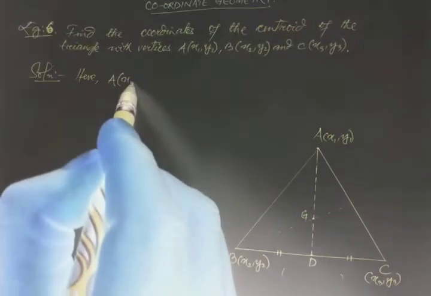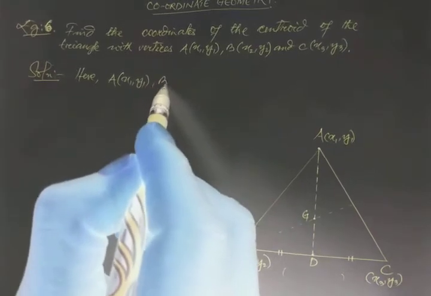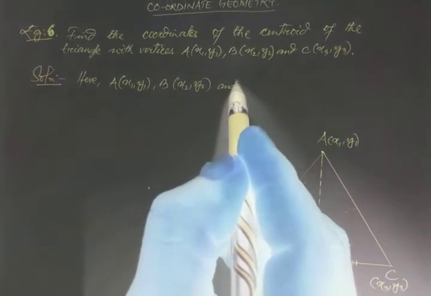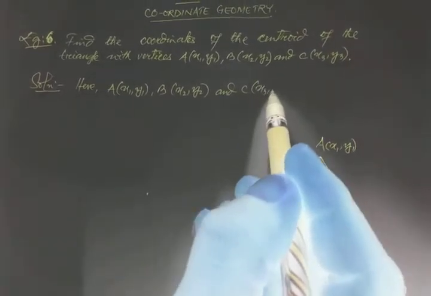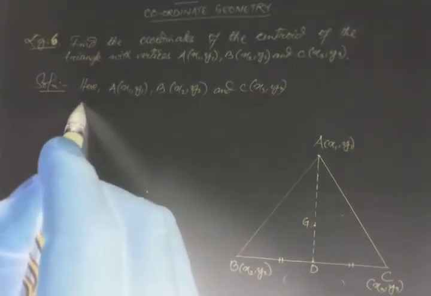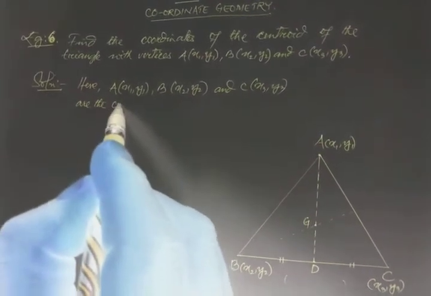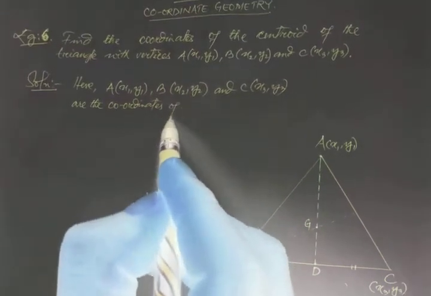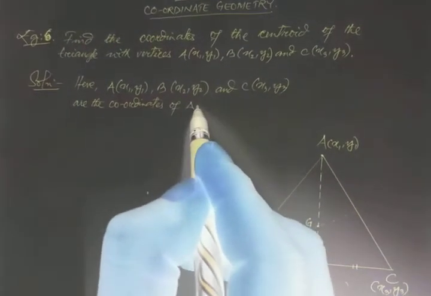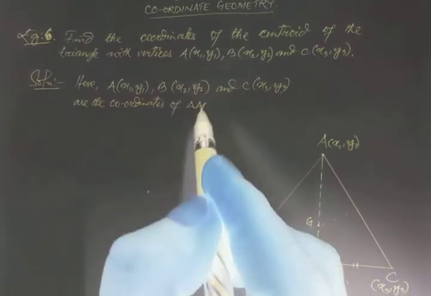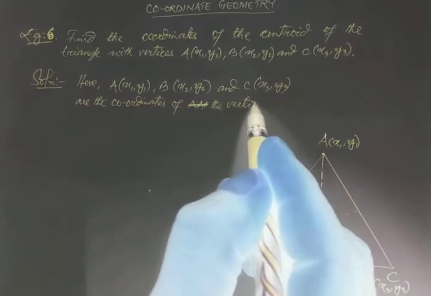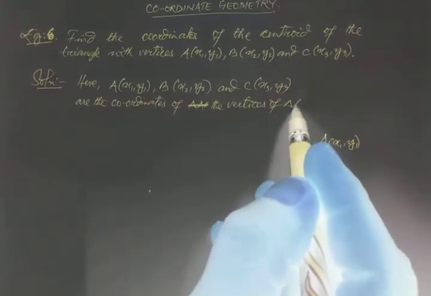Here A (x1, y1), B (x2, y2), and C (x3, y3) are the coordinates of the vertices of triangle ABC.